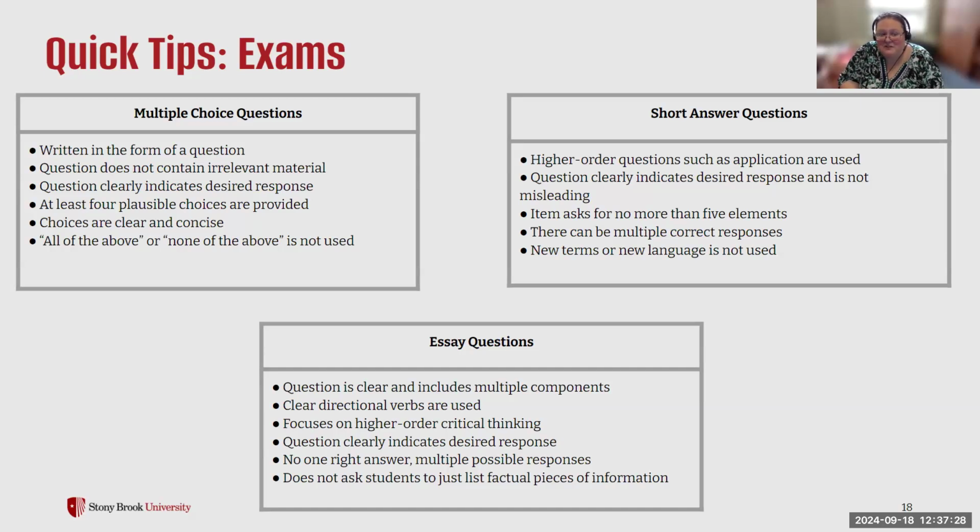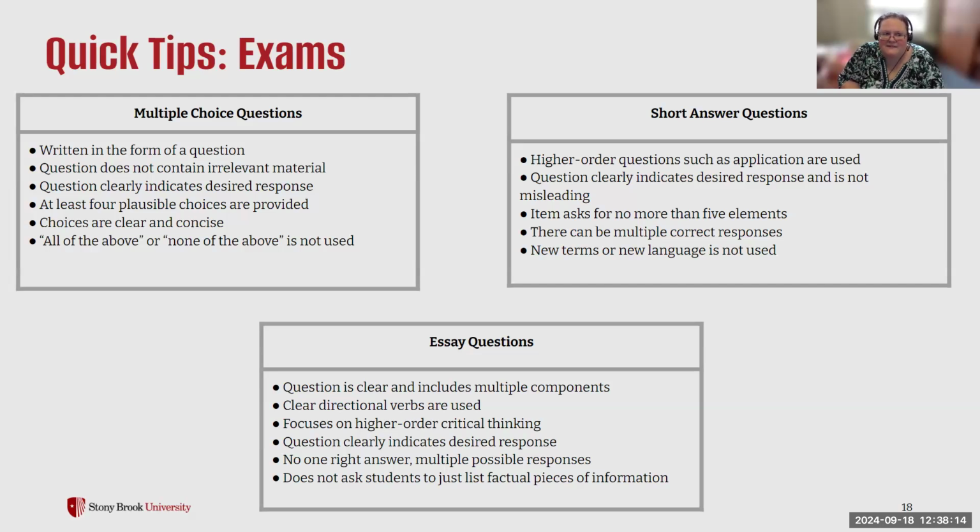Maybe it's a list of historical figures. If you include a fictional character that students obviously know is not correct, there's no point in even including that choice, right? So you want to have plausible choices provided. The choices, like the question, should be clear, concise, not include any additional irrelevant material. And as a general best practice, again, sometimes there are questions that really call for it if you're trying to get at student understanding of multiple characteristics of a specific concept, but try to minimize your use of all of the above or none of the above.